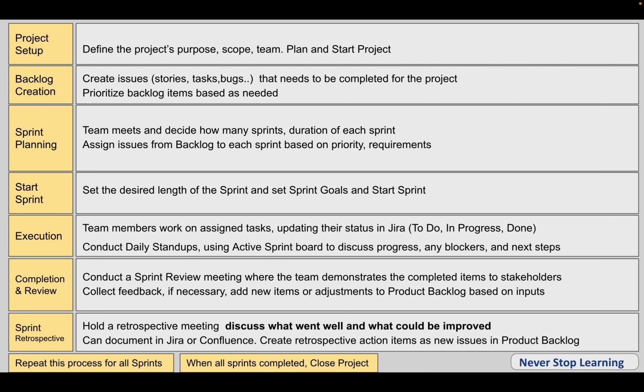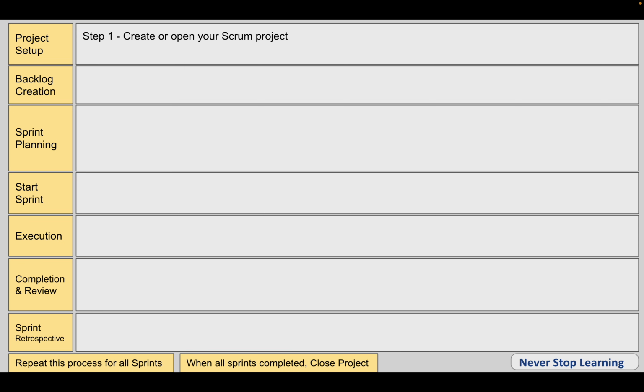So we can also adjust the product backlog based on this feedback and these meetings. Okay, so this is what we do in a Scrum project. So this is what a Scrum project looks like. Now let us see practically how we plan all of this in Jira. So step number one is we will go to project setup, and here we will create a Scrum project.